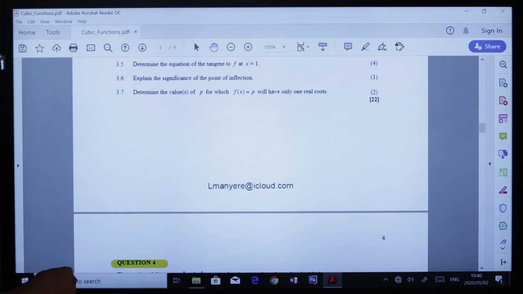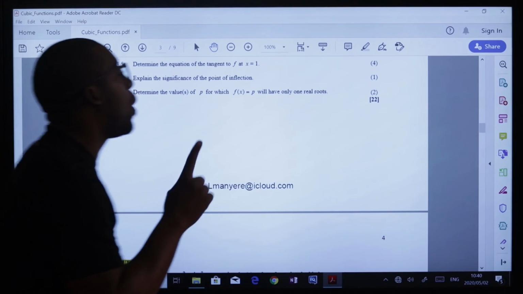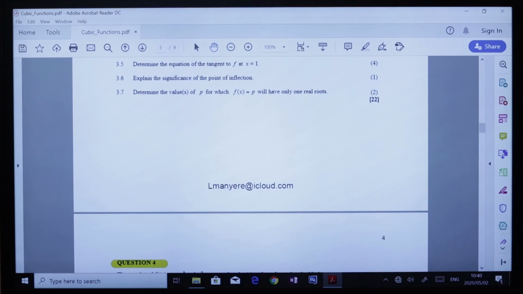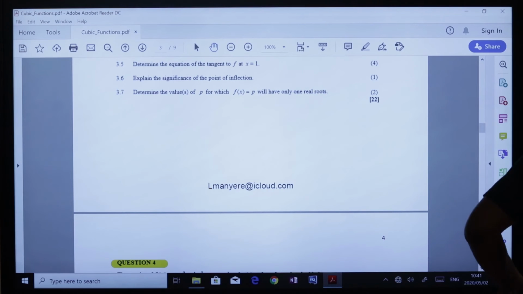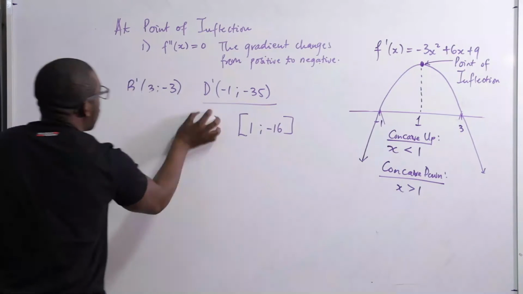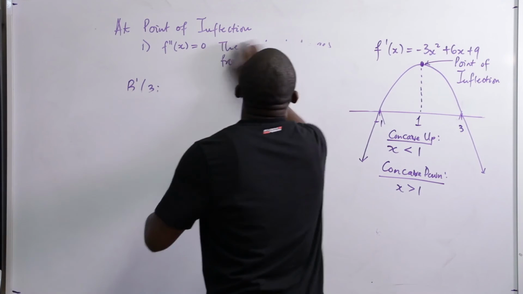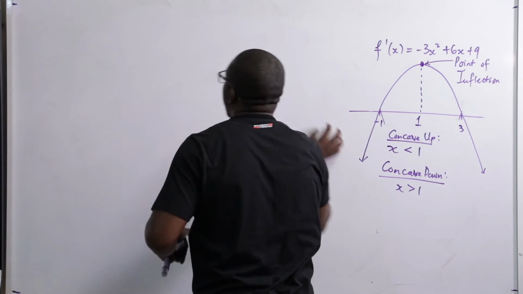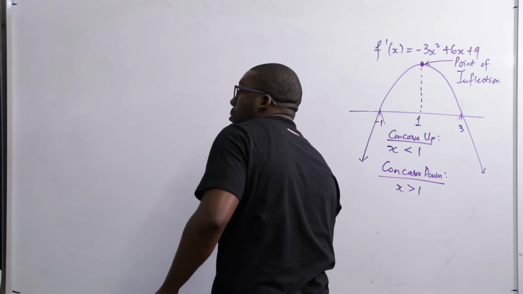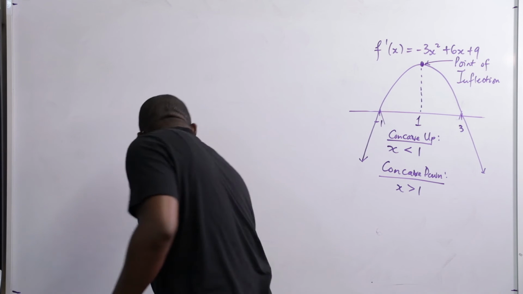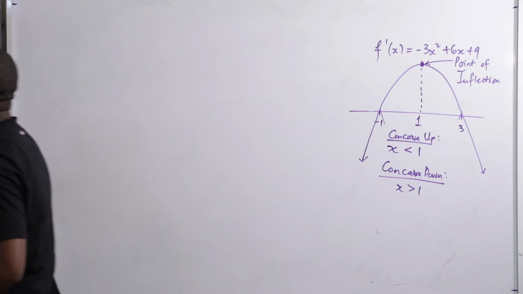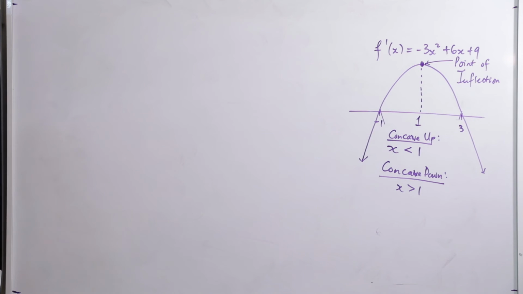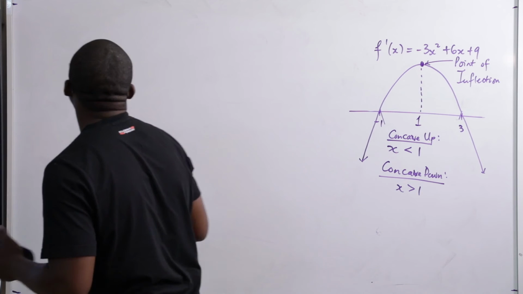Determine the value or values of p for which f of x will have only one real root. Only one real root. This is more analytical. And when they say real root here, do not think in terms of nature of roots, because that would be a misconception. Instead, you have to analyze the function as it was given. When they say roots, they're talking about the x-intercepts.